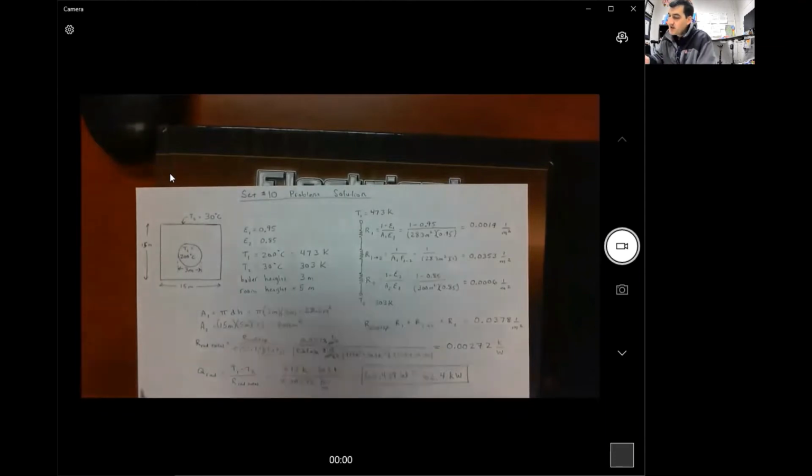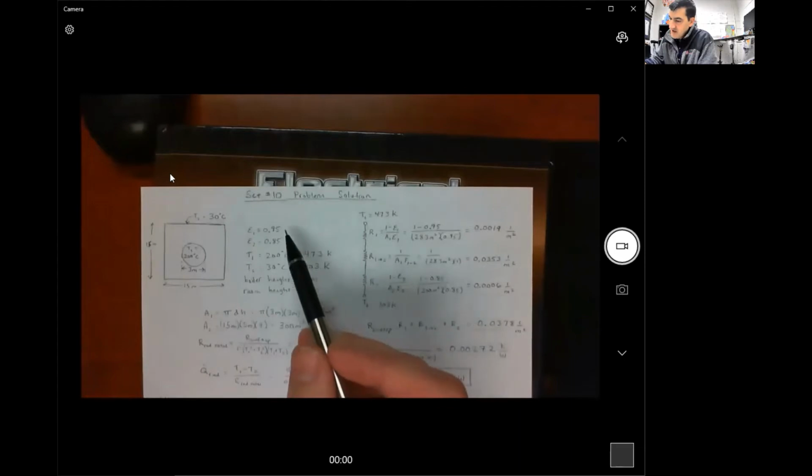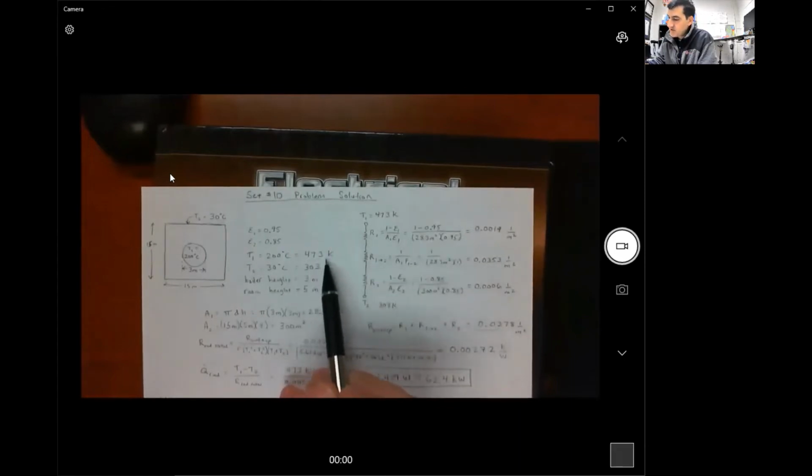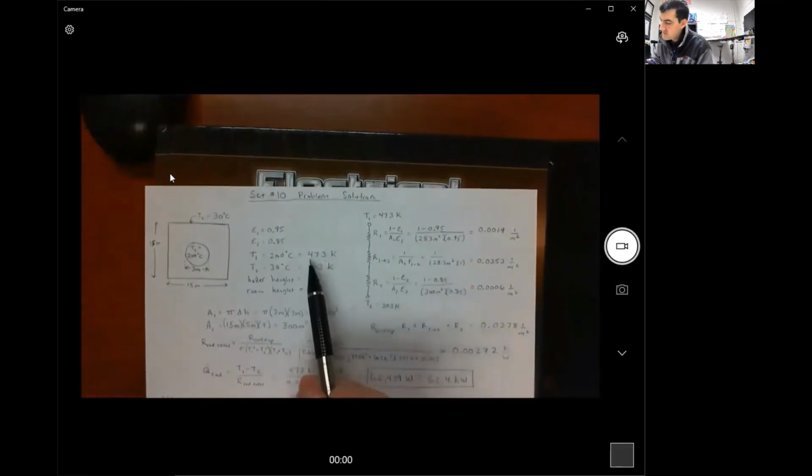All right, so here is all of the given information. It's pretty much just copied down from the problem. But note that I converted to Kelvin right here because we're going to need to plug them in in Kelvin. So I think it's a good idea just to convert to Kelvin right away, because that way you're not tempted later on to plug in Celsius. You don't forget to do that later on. So here's the temperature of the boiler walls in Kelvin. Here's the temperature of the room walls in Kelvin.